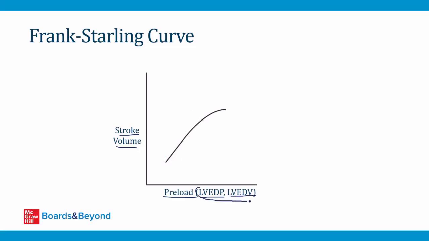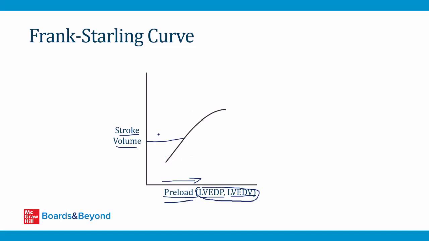These two parameters are proportional to how much volume you load the left ventricle up, and therefore they're proportional to the preload. So what this curve shows is that as you load the left ventricle up with more fluid, in other words, as you move along the x-axis, you achieve a higher stroke volume. And this is because of the Frank-Starling mechanism.